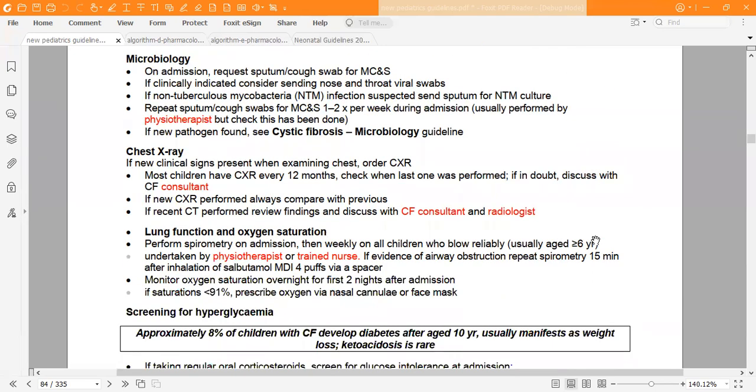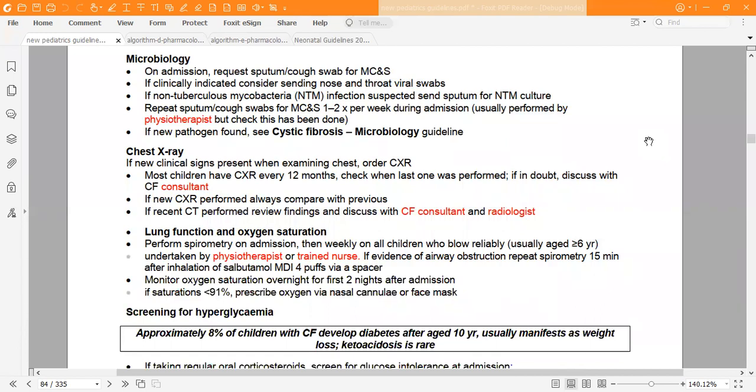What's about the imaging? Chest X-ray: if new clinical signs are present when examining the chest, order a chest X-ray. While you are doing the clinical examination of the chest that we all know, if you find any chest finding, crepitation, decreased air entry, dullness, whatever, you can request a chest X-ray at that time.